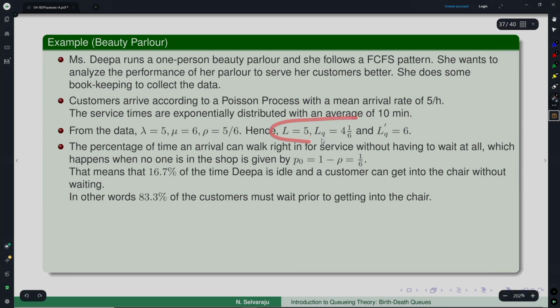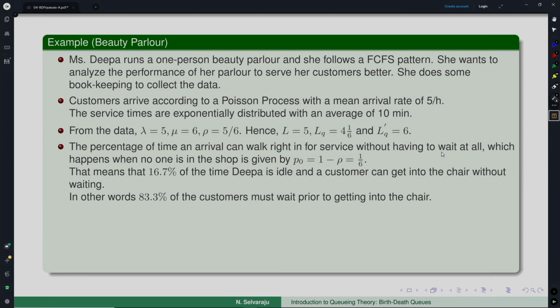So, you can draw your own inferences from here, whether L is 5 is good or bad depends on the context, depends on the situation that we are giving the value. Drawing the inferences is for the person who wants to analyze the system. So, the percentage of time an arrival can walk right in for service without having to wait at all.